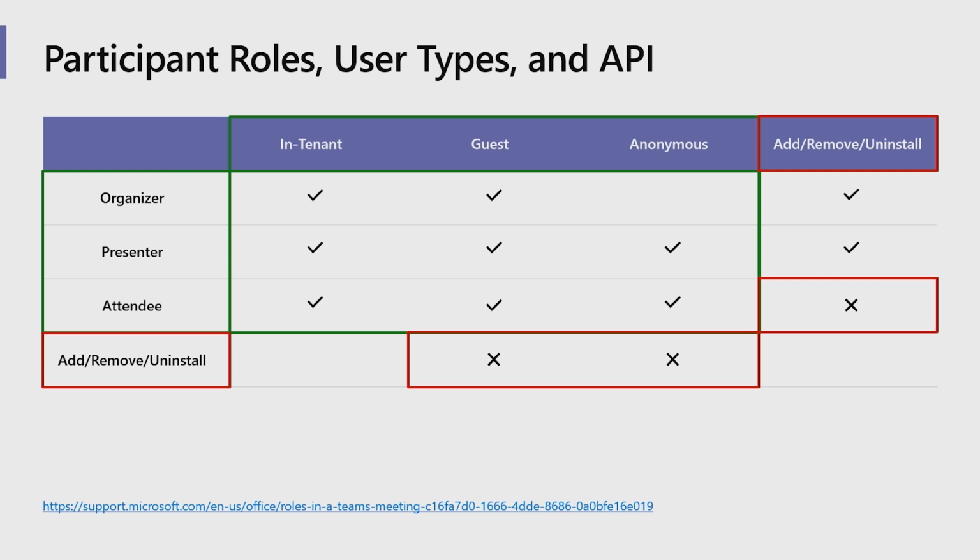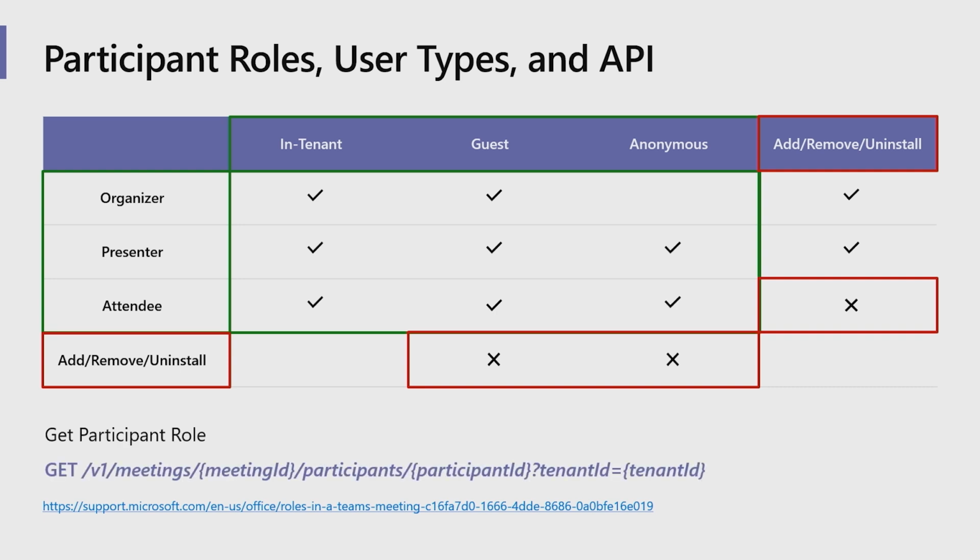As part of our developer platform for meetings, we are exposing the participant role API. In this API, you will be able to determine whether a user is an organizer, presenter, or attendee, and you can cater appropriate experiences for them. The way this API works is you'll need to give us meeting ID, participant ID, and tenant ID, and we will give you the role in return as part of the return payload.